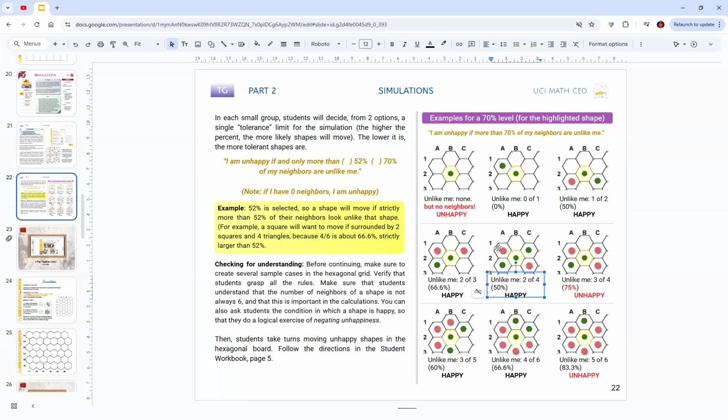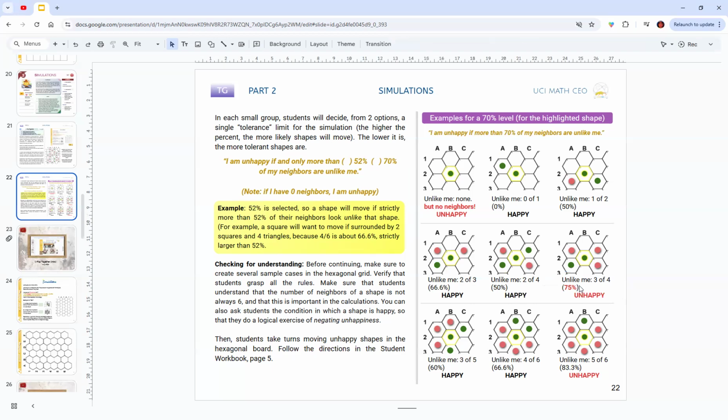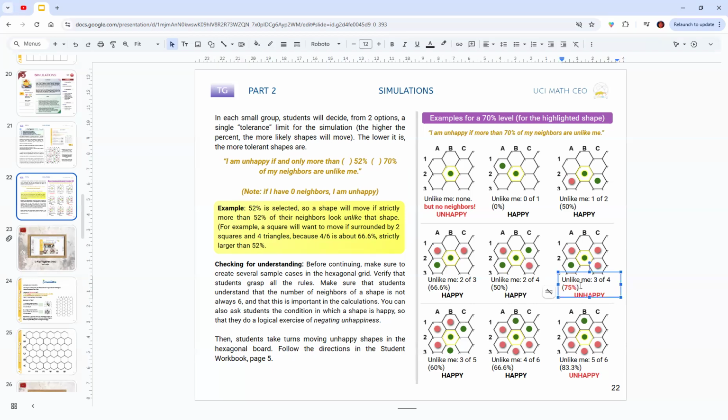With 4 neighbors, 2 and 2, half and half, quite happy, it's fine. But now if 3 out of the 4 neighbors were to be a different color or different shape, then that bumps to 75%, and then the model says, nope, now you are unhappy, you have to move. So this would need to move. In this case, I think it's interesting and important when you have 3 out of 4.